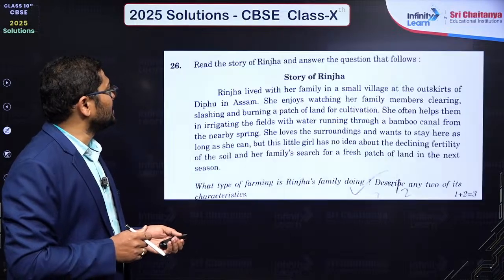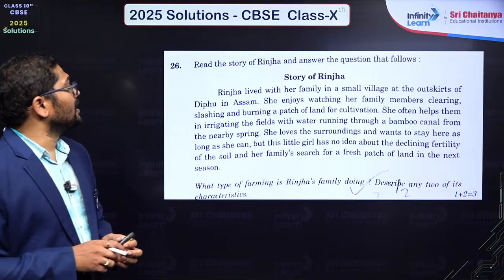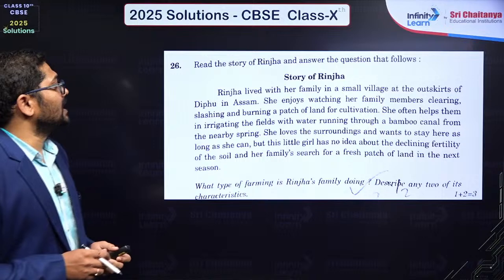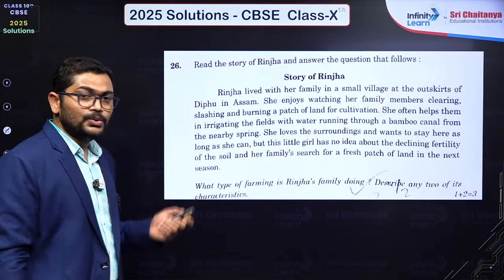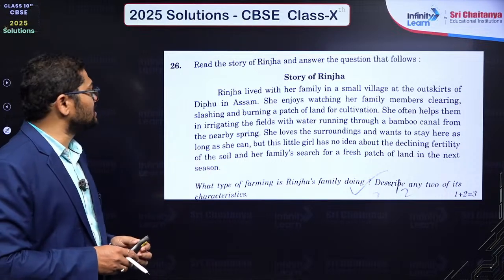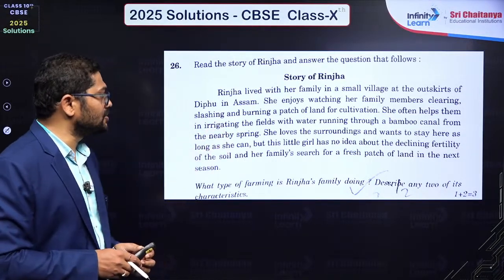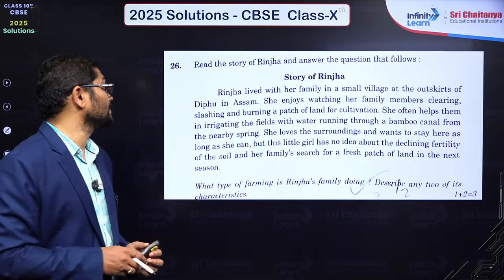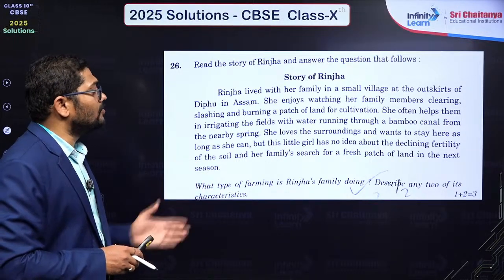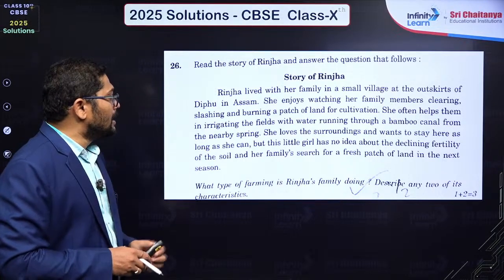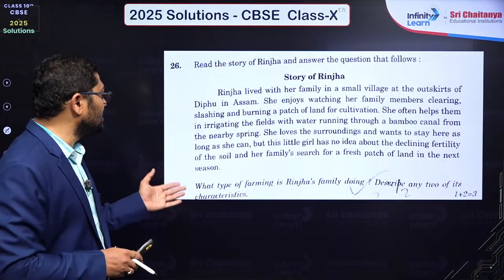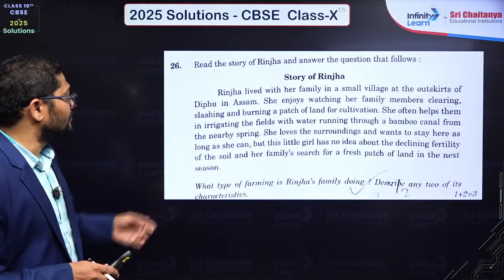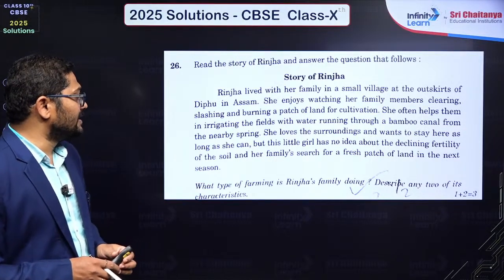Next, question number 26. Read the story of Rinja and answer the question that follows. Story of Rinja. Rinja lived with her family in a small village at the outskirts of Dipu in Assam. She enjoys watching her family members clearing, slashing and burning a patch of land for cultivation. She often helps them in irrigating the fields with water running through a bamboo canal from the nearby spring. She loves the surroundings and wants to stay here as long as she can, but this little girl has no idea about the declining fertility of the soil, and her family searches for a fresh patch of land in the next season.